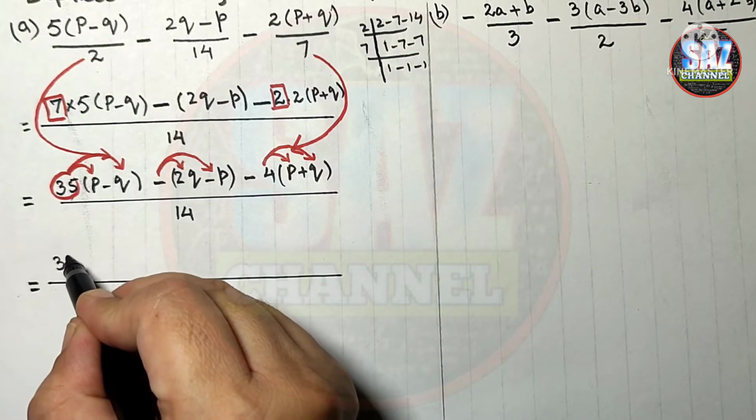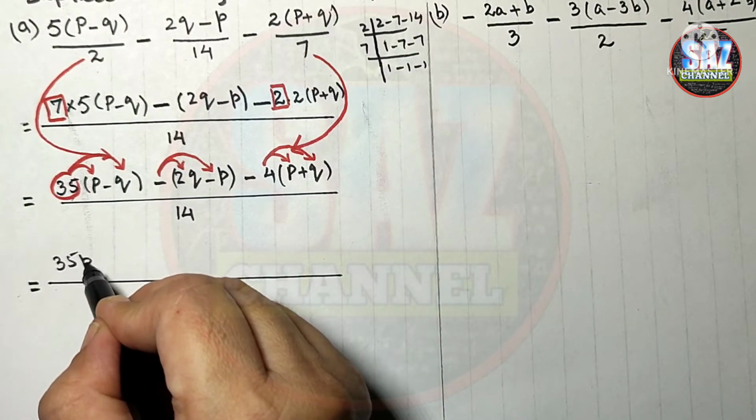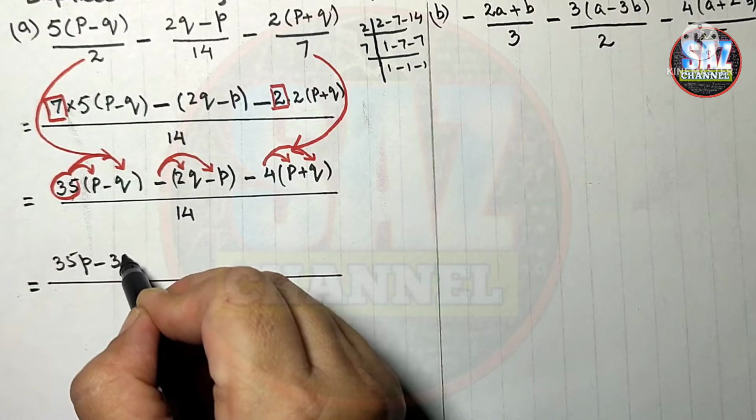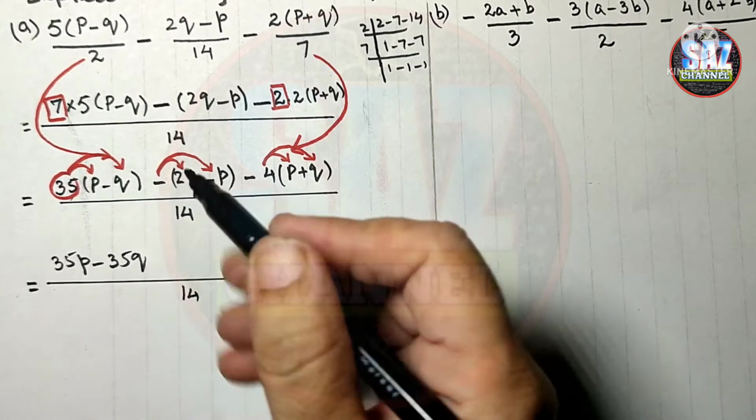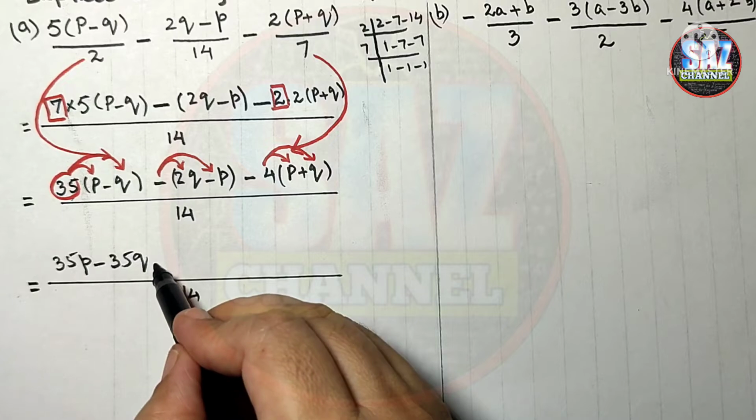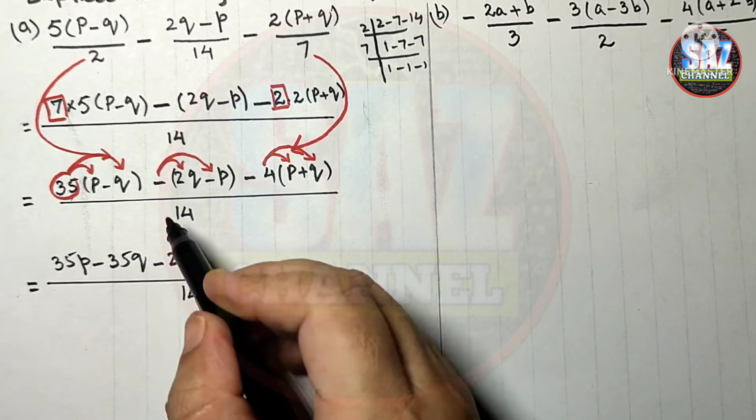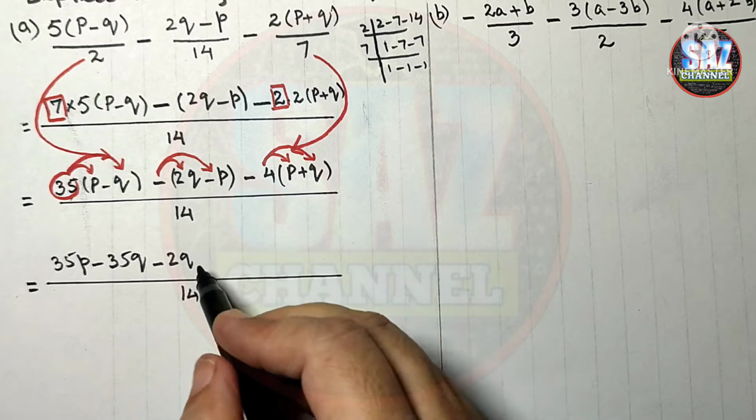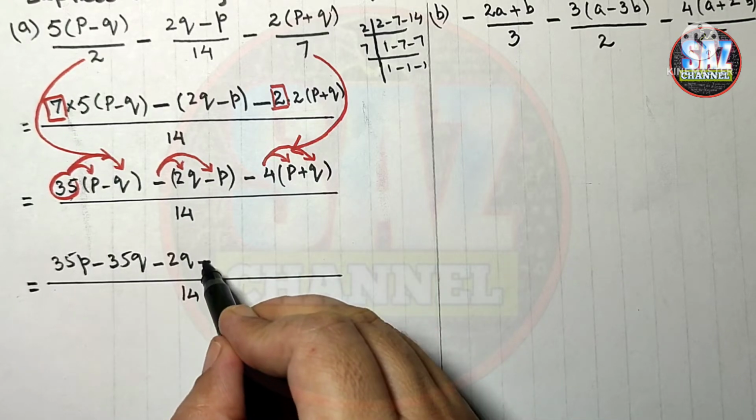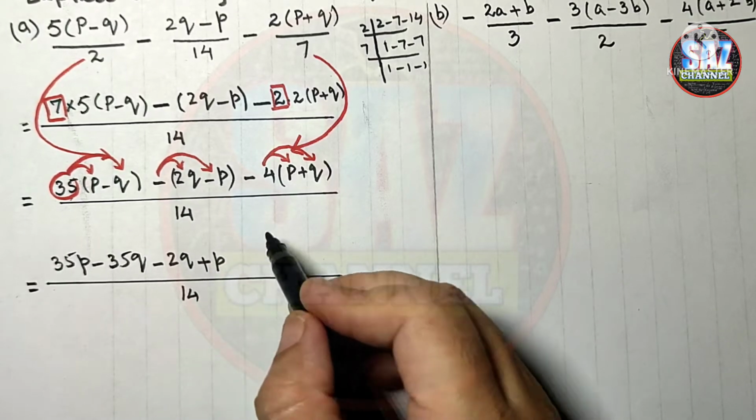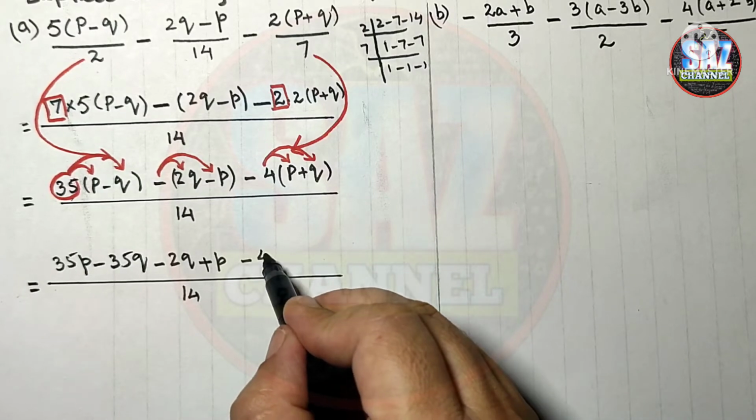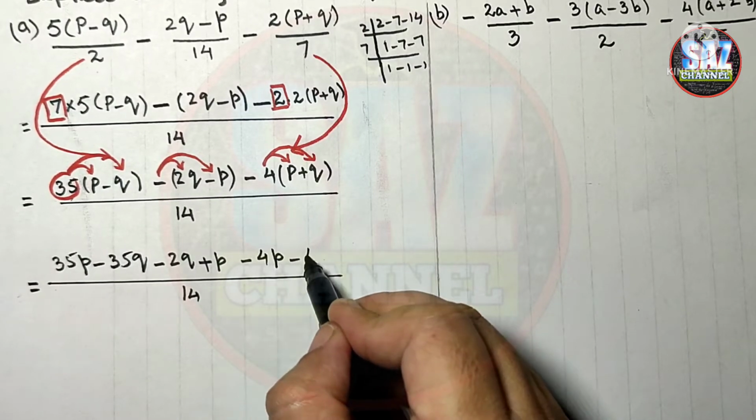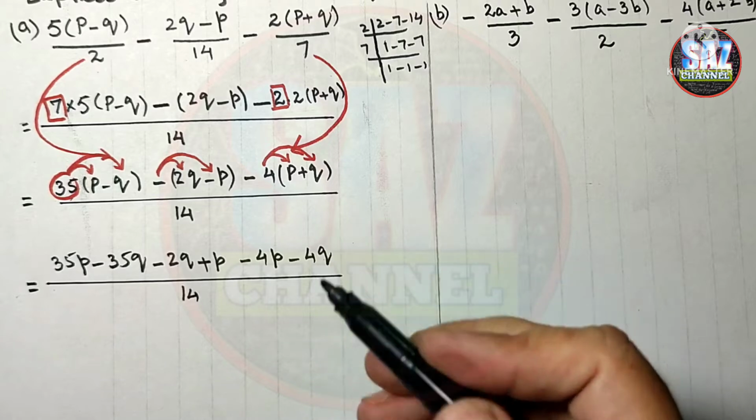35p minus 35q, and now minus 2q. Look, when I multiply this negative sign by the negative sign, this will become positive, plus p, and then minus 4p and minus 4q.